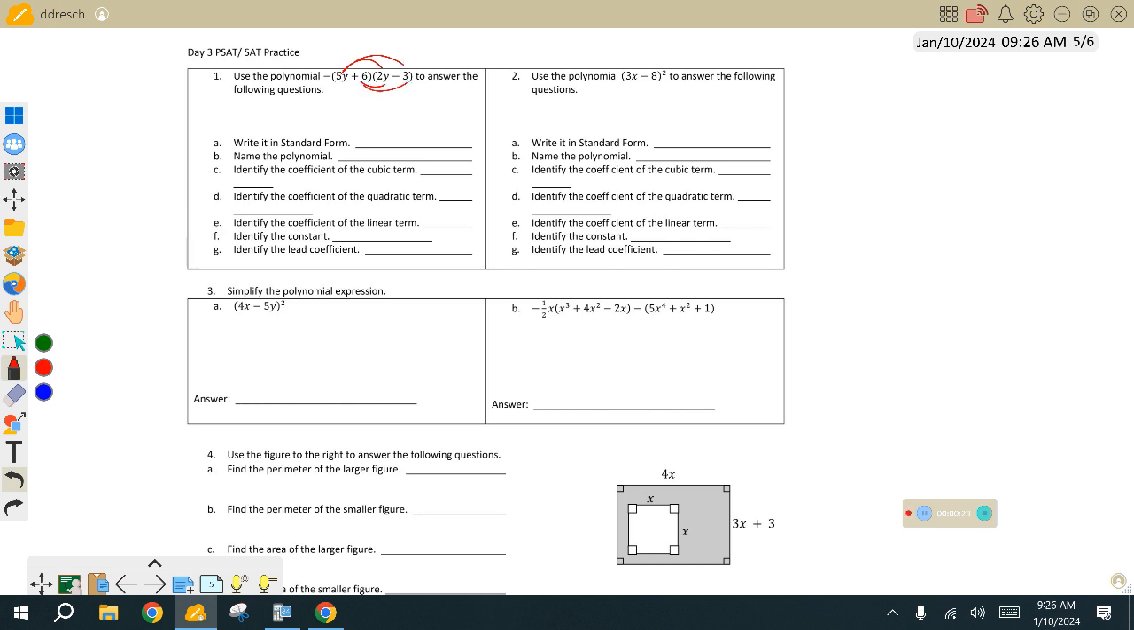Just ignore the negative. What I saw there was what? 10y squared. What is it? Negative 15y, 12y, and then what? Negative 18. Combine like terms, and then you've got this trinomial. But then that negative is still sitting out front. We haven't done anything with that negative.